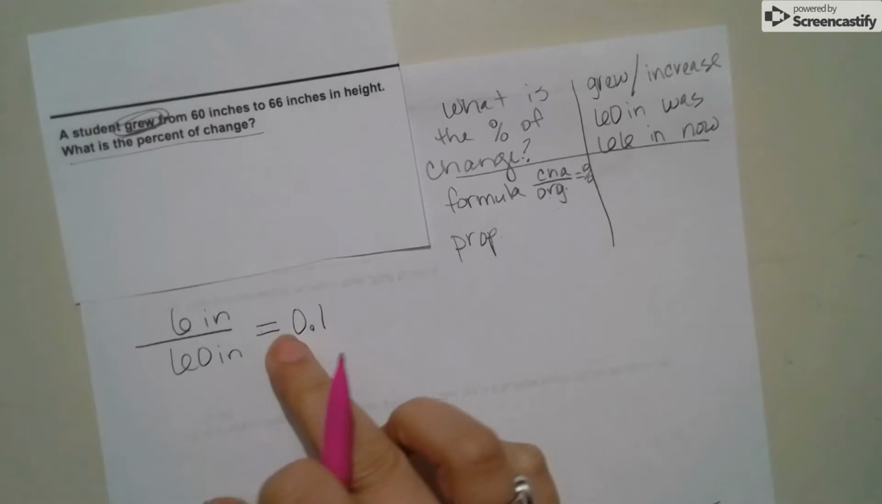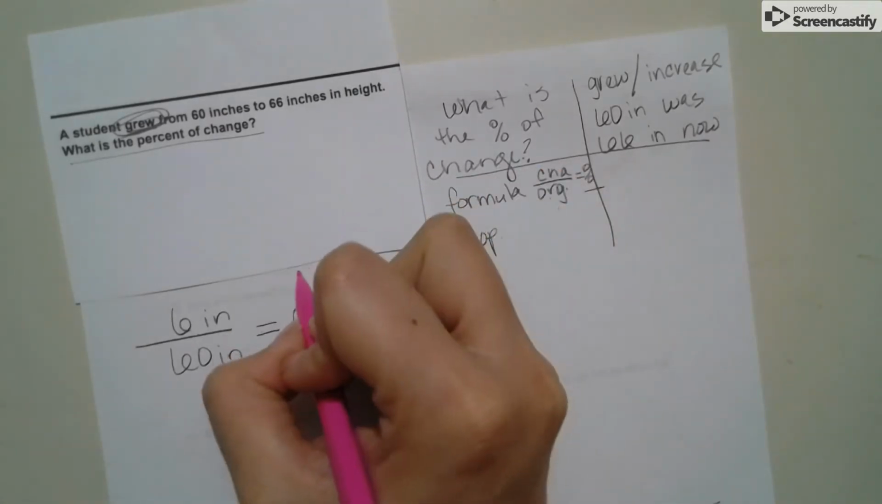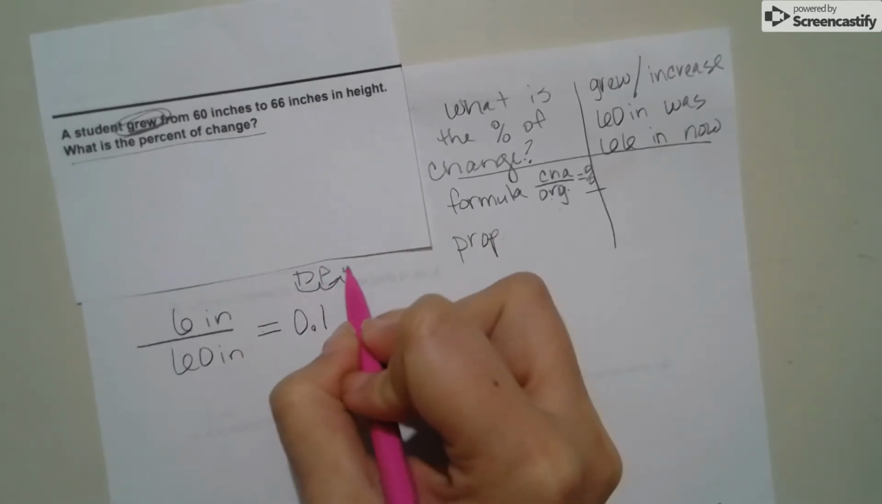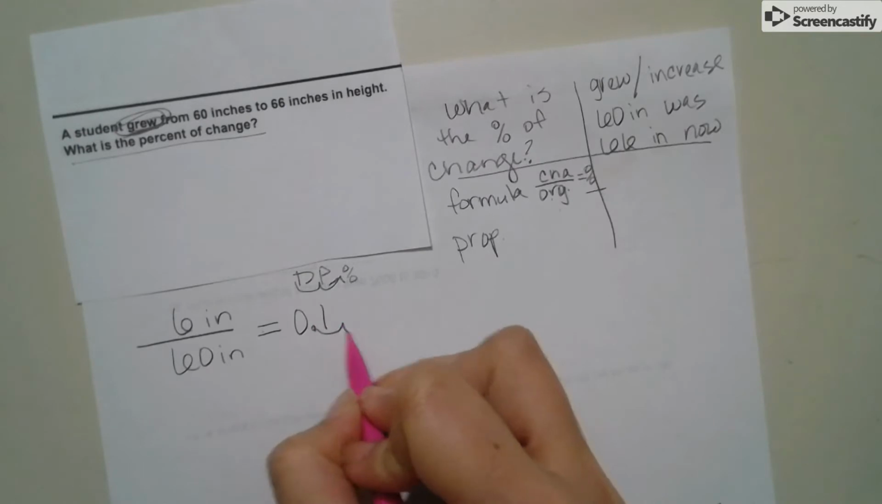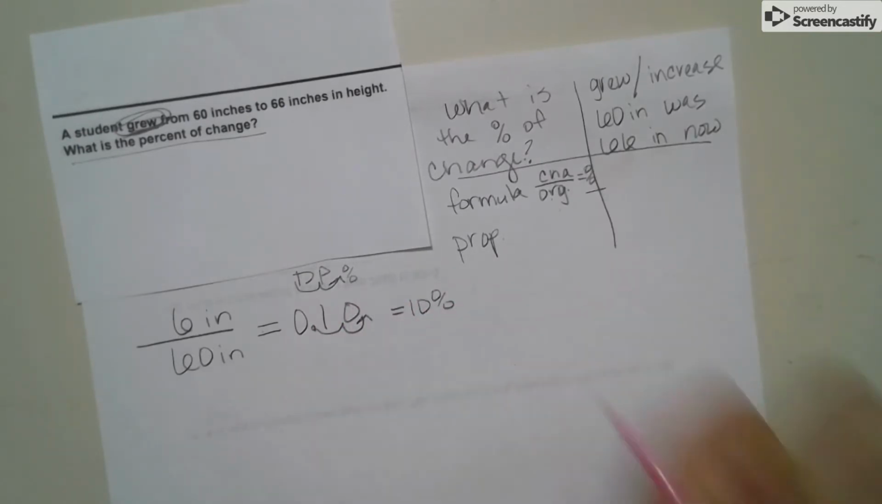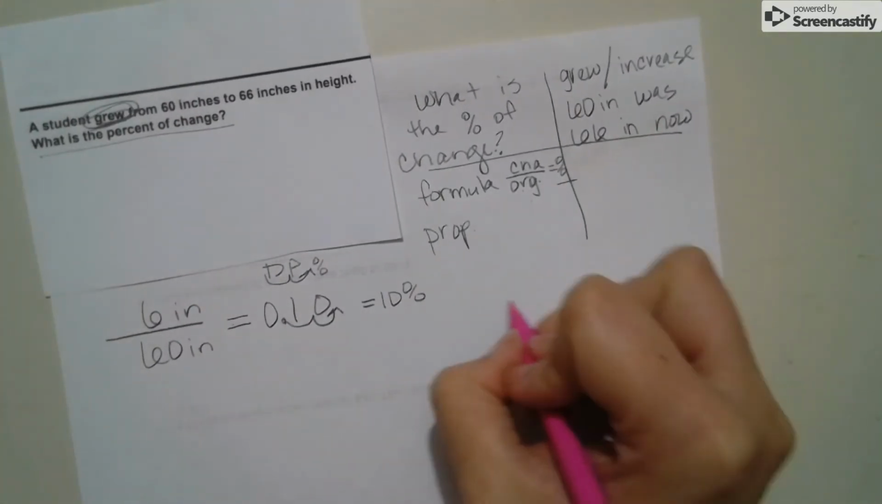I'm not done because this is a decimal and I have to turn it into a percent. Remember Dr. Pepper? I have a decimal, I want a percent. I got to go 1, 2 and build the percent sign. So 1, 2, it's going to equal 10%. Okay? Easy does it. Let's try it with a proportion.